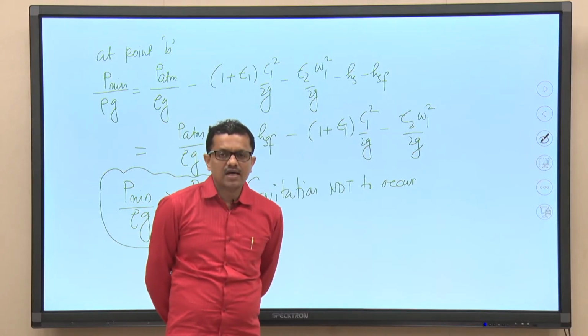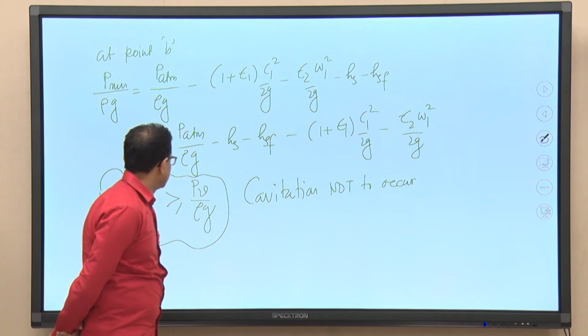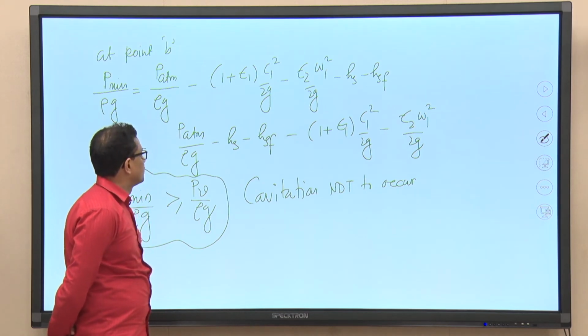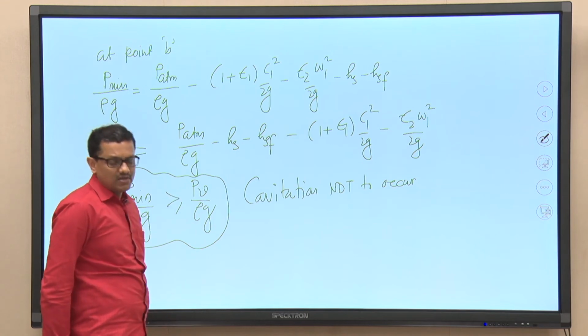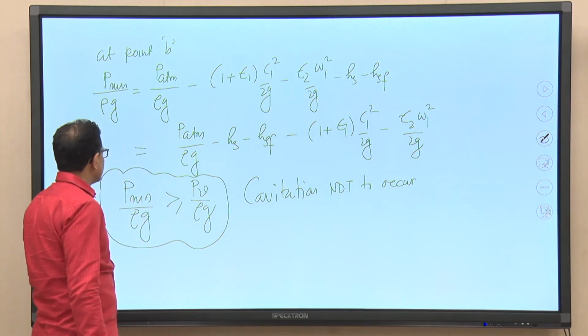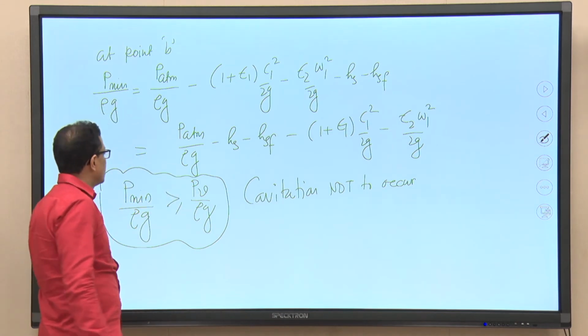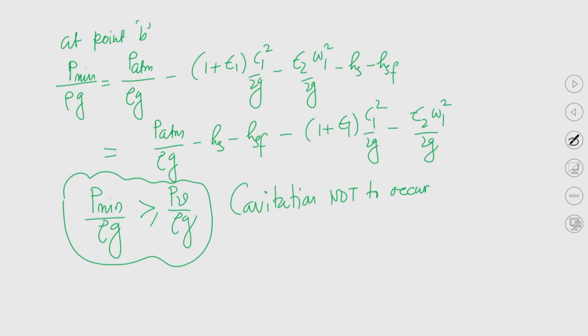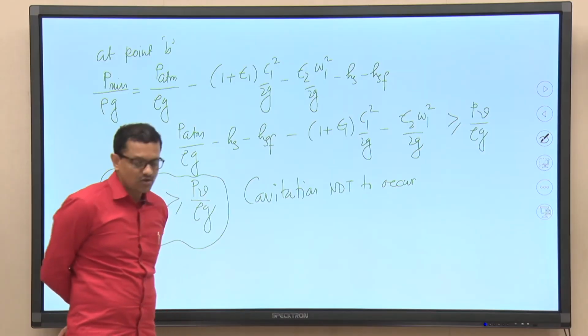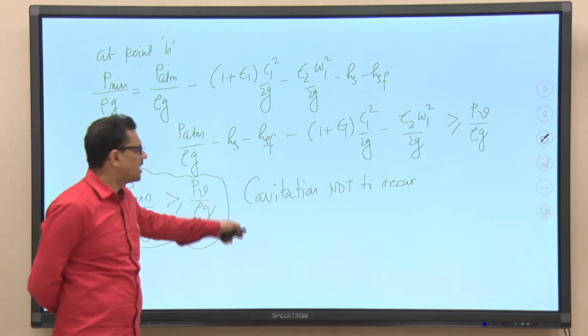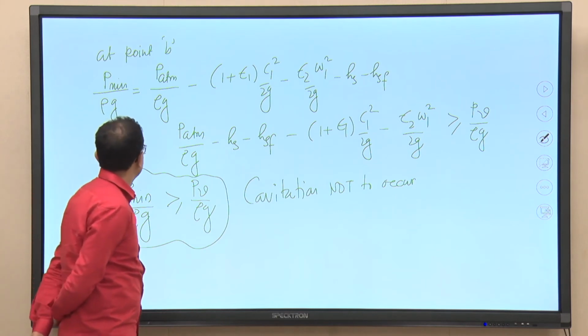Okay. Now if we try to find out what P minimum by rho g will be, if that pressure at that point is greater than the vapor pressure, that means this quantity should be greater than or equal to P v by rho g. If that is the case then cavitation should not occur, right.